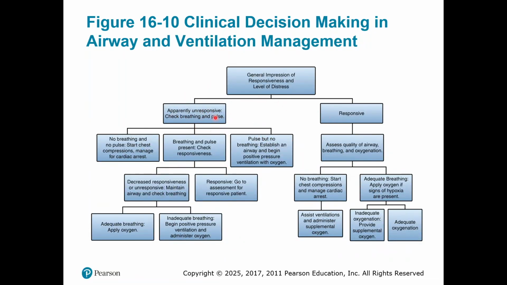But let's go over here where we have somebody who's unresponsive, no breathing and no pulse, start chest compressions, manage for cardiac arrest. They're breathing and pulse is present, check for responsiveness. All right, so then decreased responsiveness or unresponsive, maintain the airway and check for breathing. And then come down and then it's about adequate or inadequate.